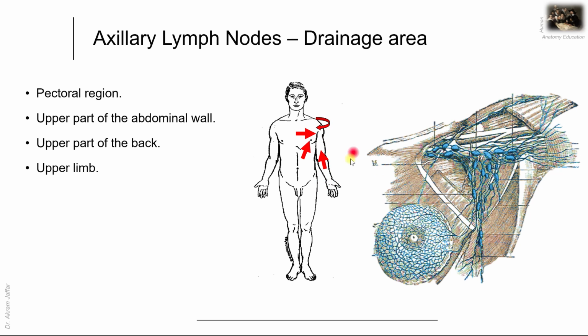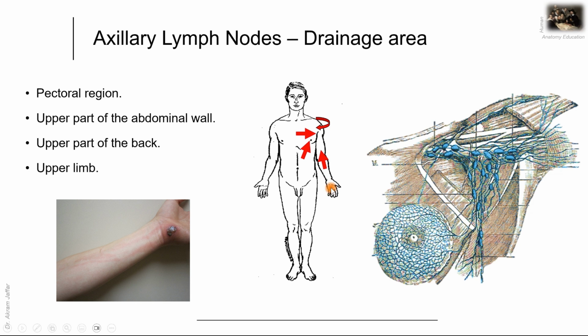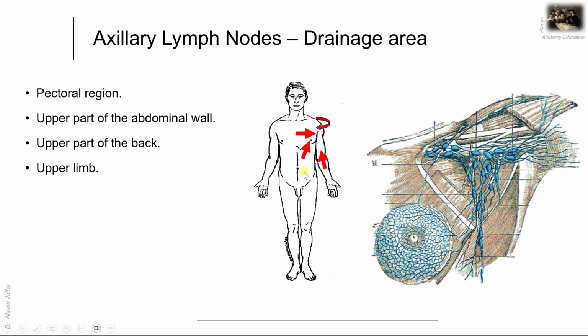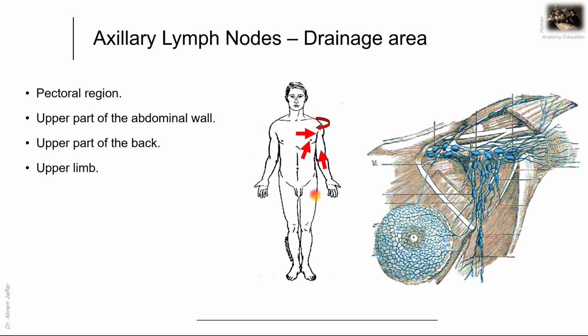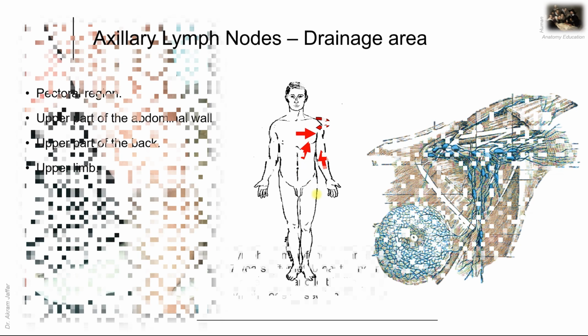and also the upper limb. So for example, an infected wound in the palm might result in enlargement of axillary lymph node, or an infected, let's say, piercing in the umbilicus might result in enlargement of axillary lymph node. But we can also expect that some of the lymphatics at the level of the umbilicus can drain to the inguinal lymph nodes as well.